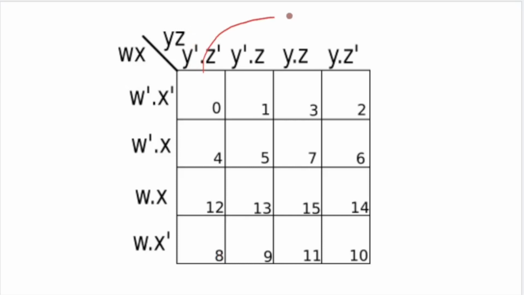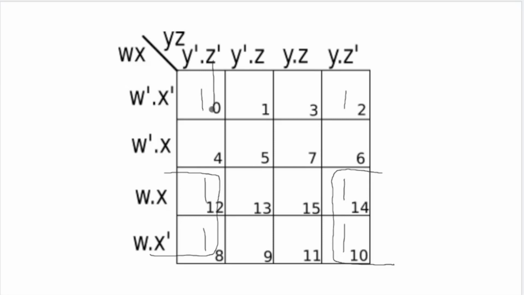Even if we move the first column to the end, or the last column to the beginning, or the first row to the end, if you move from one cell to the next, only one variable will change its state, and that is a very important thing. So if we have a 1 over here, over here, over here, over here, and over here, we can form a quad out of these 4 ones, and we can also form a quad out of these 4 ones.